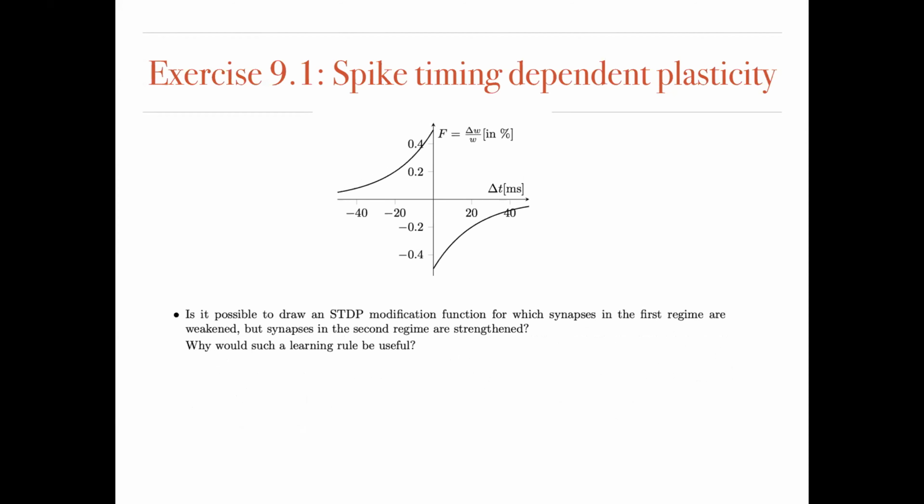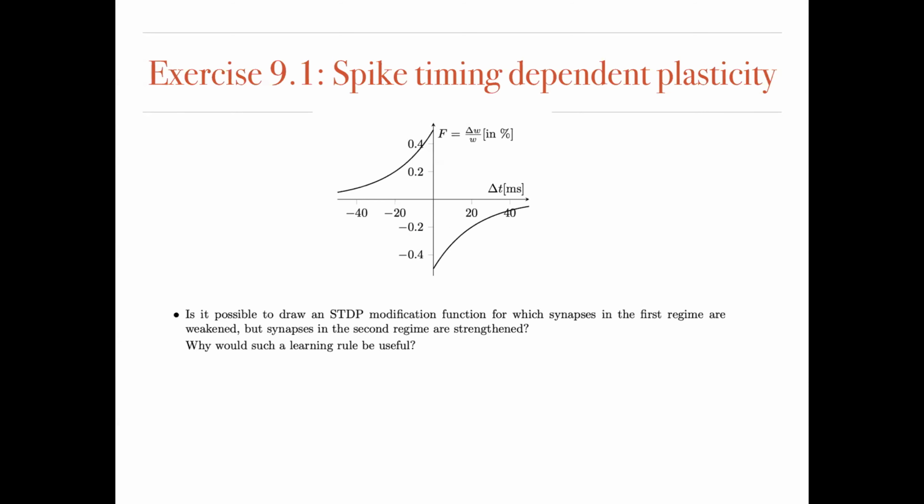And finally, is it possible to draw an STDP modification function for which synapses in the first regime are weakened, but synapses in the second regime are strengthened? Why would such a learning rule be useful? What we're looking for is a scenario in which firing activity, like in the first case we saw, will weaken the synapse, but a balanced network will strengthen the synapses.